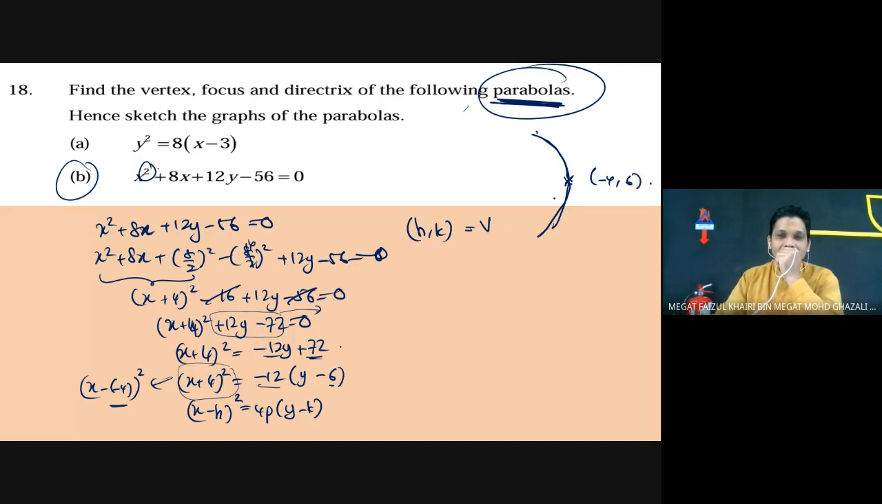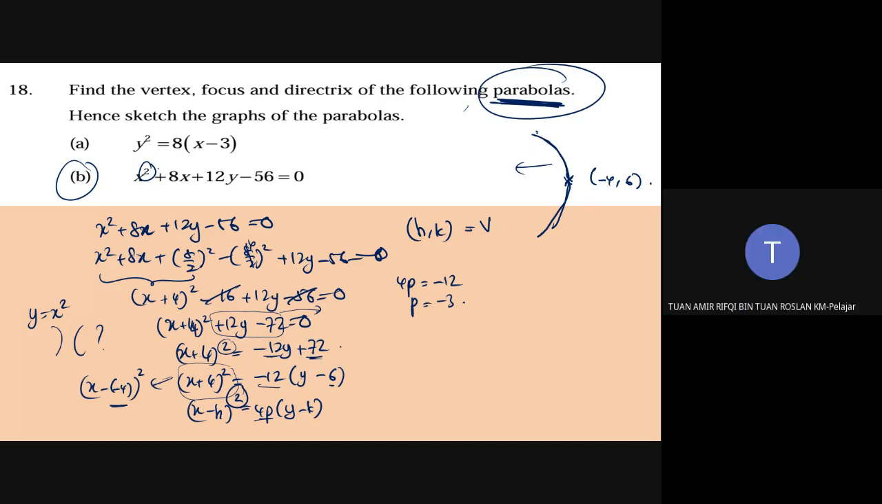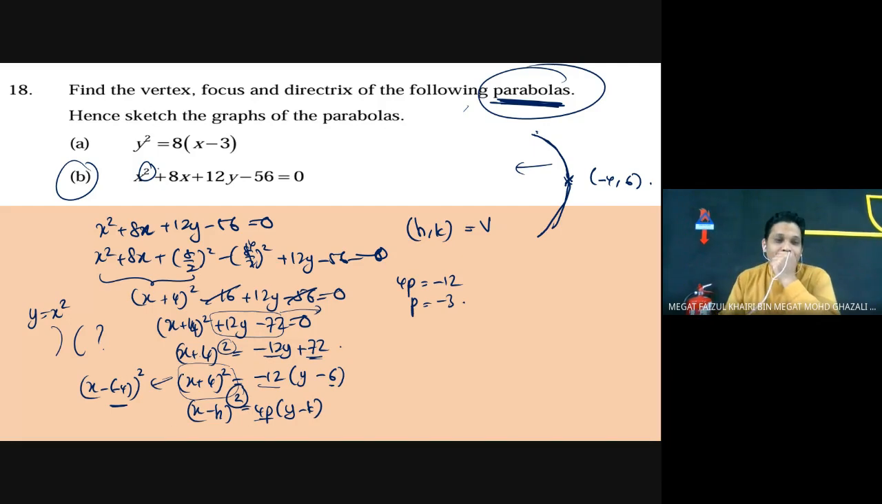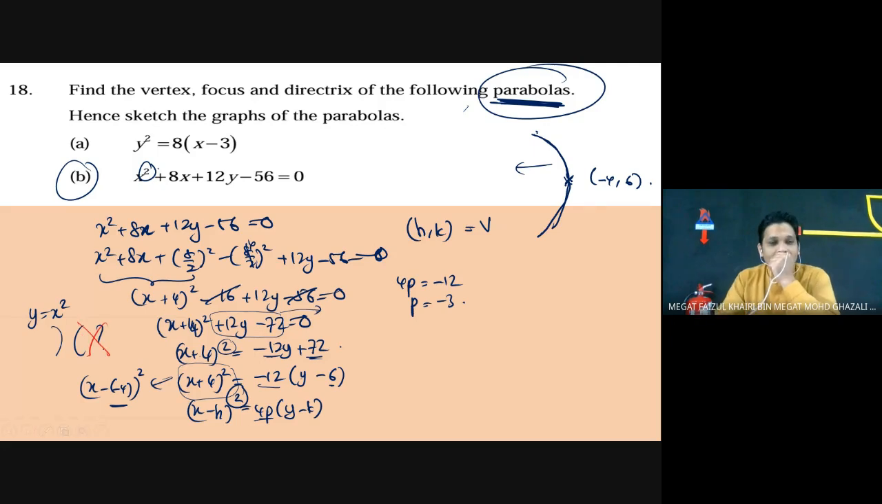By the way, we have no idea whether the graph opens to the left or to the right, or faces upward or downward. Now, let's take a look at this. 4p equal to negative 12, then p equal to negative 3. So when we have x squared, (x plus 4) in brackets squared, y equal to x squared is facing to the left or right?